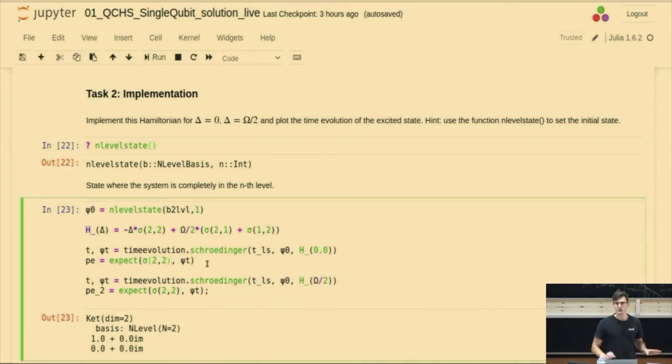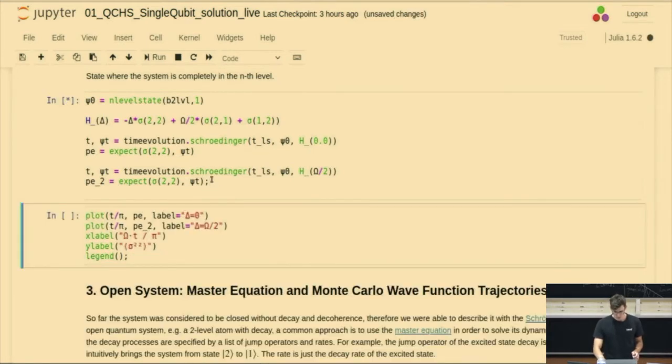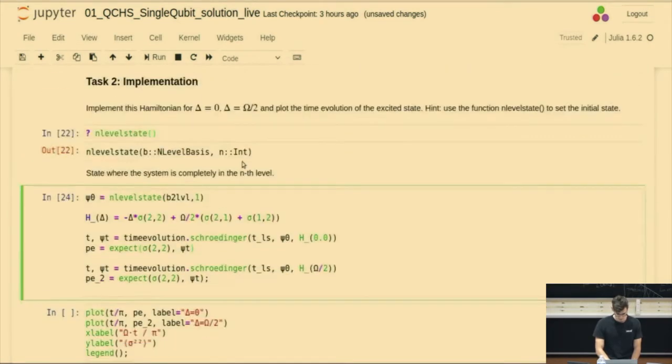So is this so far so clear, or good? Yeah? Yes? Yeah, but I already captured the excited state population here. Yeah. But it's true. Yeah. Okay.